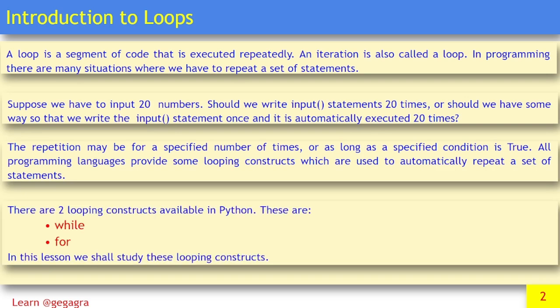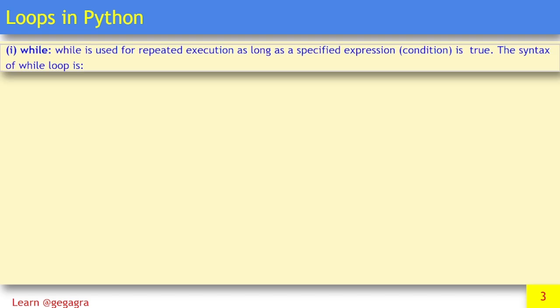So here there are two looping constructs available in Python, and these are number one, while, and the other is for. So in this lesson we shall study these looping constructs. So loops in Python, I'm first going to discuss the while loop. The while statement is used for repeated execution as long as the specified expression or condition is true.